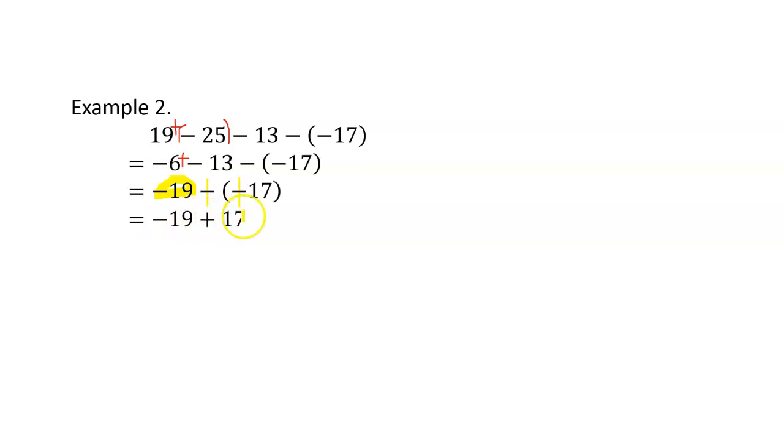19 is bigger than 17. That means we have more debt. So the final answer should be negative. And 19 is two more than 17. So because 19 minus 17 is 2, right? So the answer is -2. So that's how we use addition or subtraction rules to add or subtract numbers.